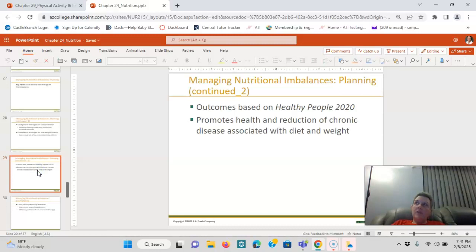The outcomes are based on Healthy People 2020, of course, now 2030. And it promotes health and reduction of chronic diseases associated with weight and diet. So more and more people are eating more and more because restaurants are serving more and more, and they're not taking the extra serving home for another meal. So there's a lot to do with the sugar industry and everything when you're thinking about it.